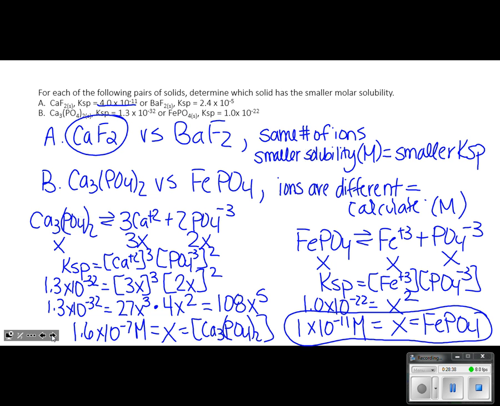Now, I will give you a little hint. You can always calculate the molarities every single time. You can always work every problem like we did on B, and you'll always get the right answer. So if you want to ignore that same number of ions thing, you can, because you can always calculate the molarities of them.